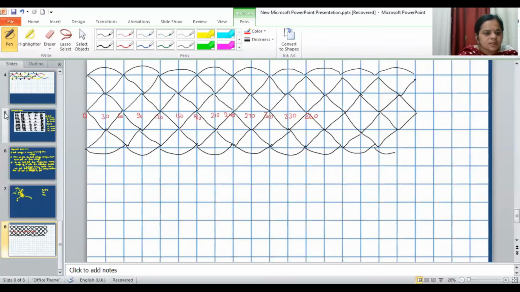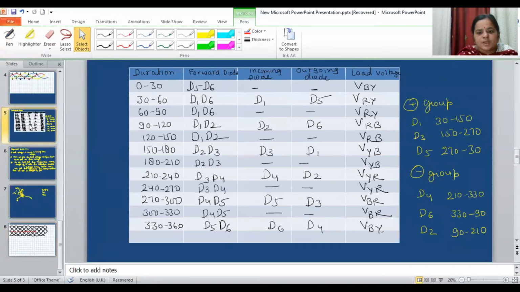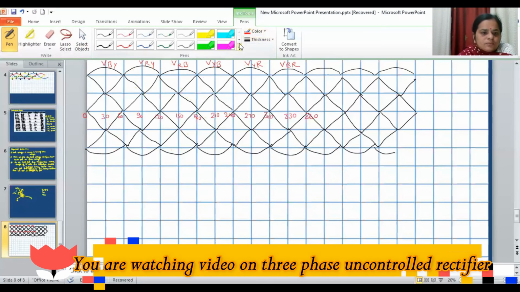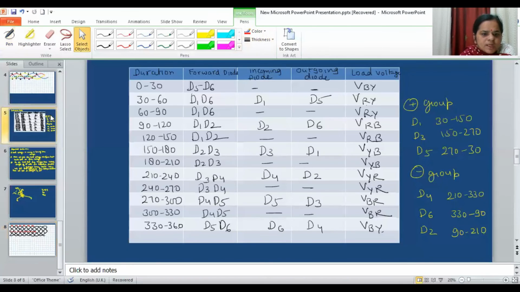Now let's see the table. Now this waveform is VBY, this is VRY, this is VRB. So VBY's opposite waveform is this. So what is this? VYB. And VRY's opposite waveform, this is VYR. And VRB's opposite means VBR.